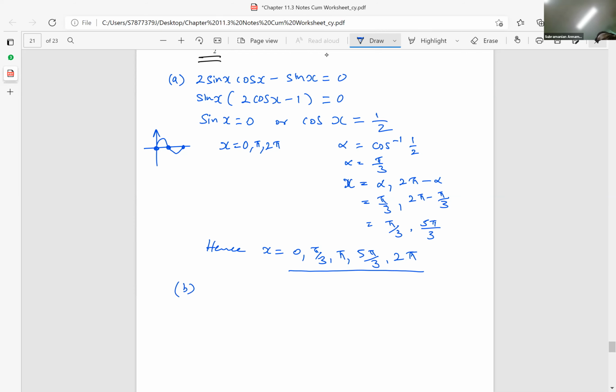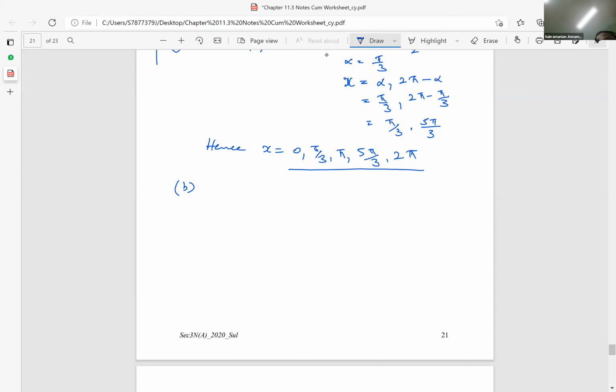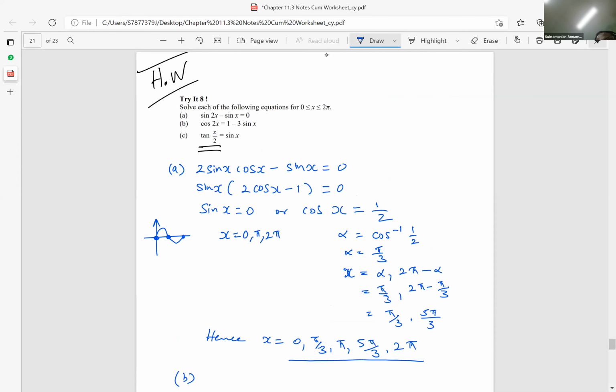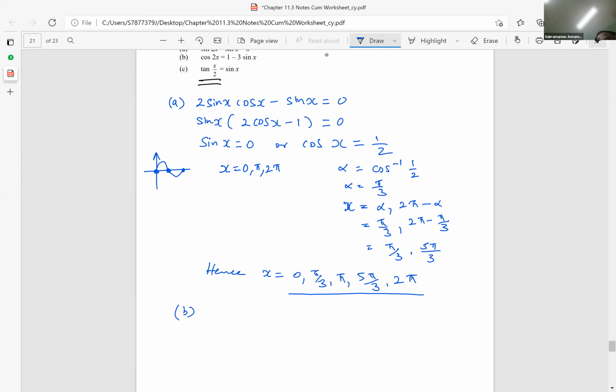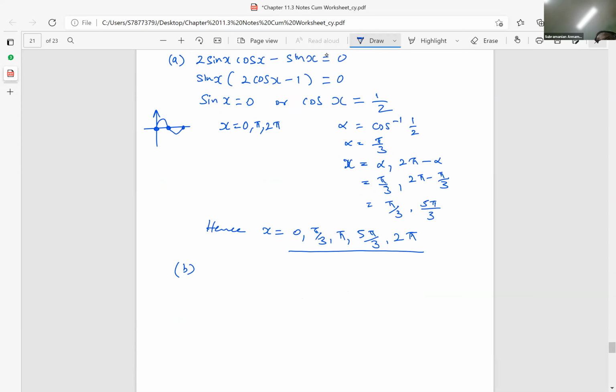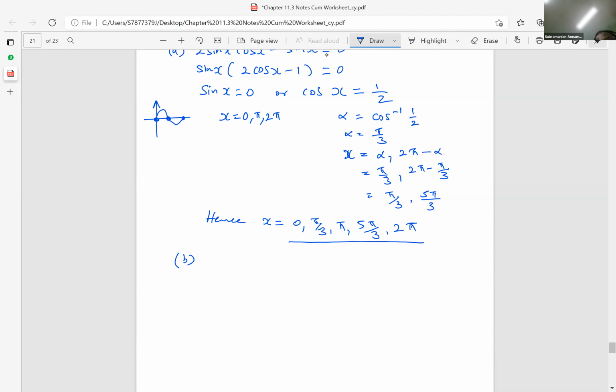Okay, let's move on to the next one. I don't have enough space already, so try to squeeze in. So cosine 2x equal to 1 minus 3 sine x. So if you notice, what should I convert these to? Cosine 2x, you have three options to change to. So which option would you prefer, guys?